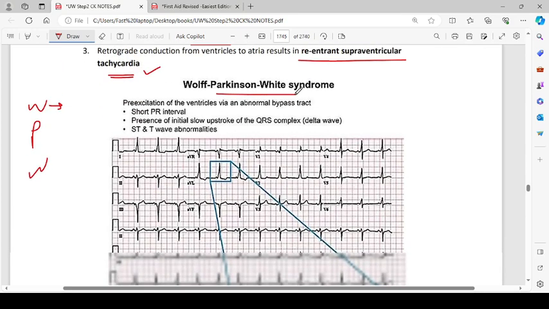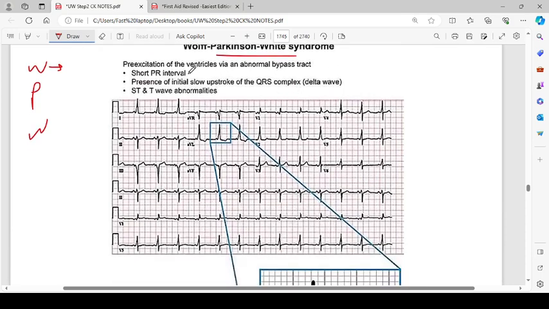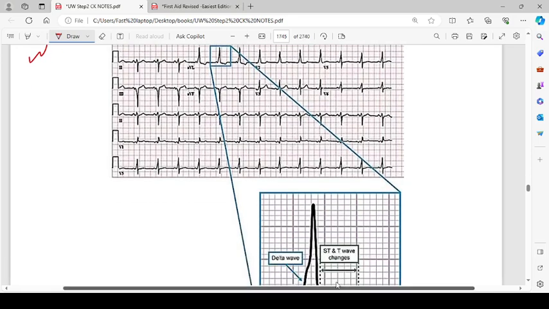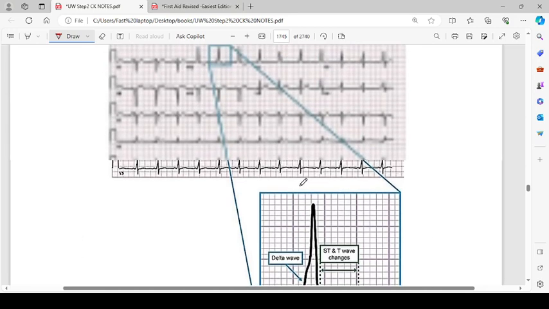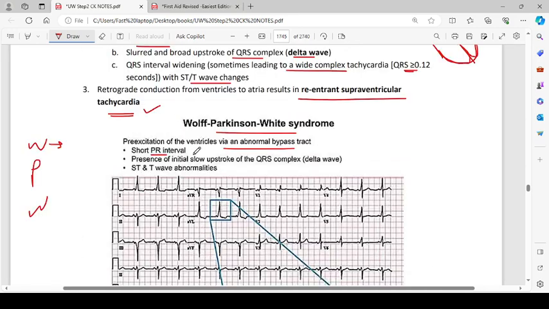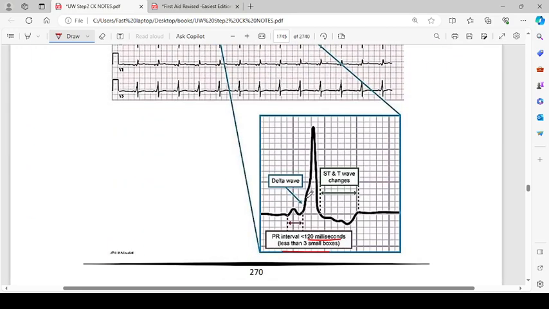Now here you can see Wolff-Parkinson-White syndrome: pre-excitation of the ventricles via an abnormal bypass tract. There will be a short PR interval. As you can see in this picture, the PR interval has been shortened, less than 120 milliseconds, less than 3 small boxes. Yes, that is 2.5 small boxes. So the PR interval is shortened. Then comes the presence of an initial slow upstroke of the QRS complex, or a delta wave. As you can see, this is a delta wave.